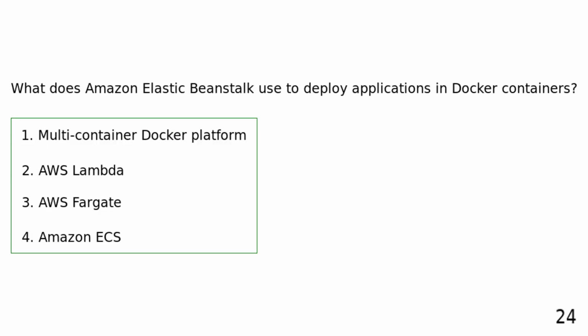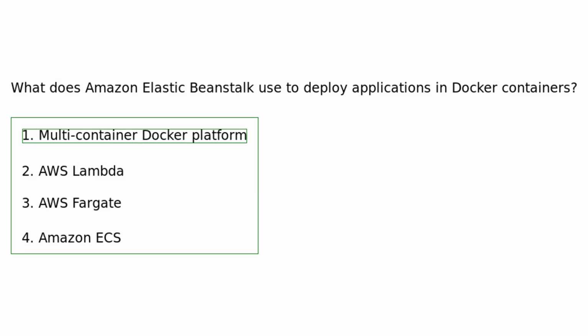What does Amazon Elastic Beanstalk use to deploy applications in Docker containers? Multi-container Docker platform. AWS Lambda. AWS Fargate. Amazon ECS. Elastic Beanstalk uses the multi-container Docker platform to deploy applications in Docker containers.